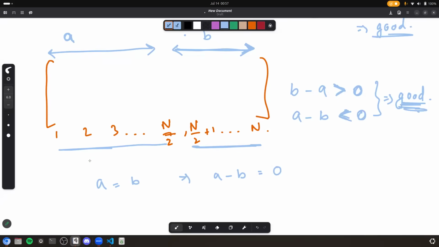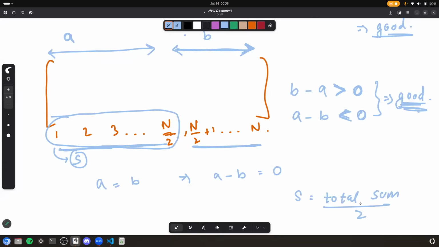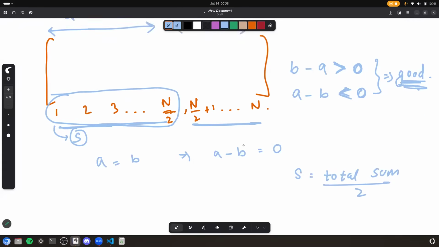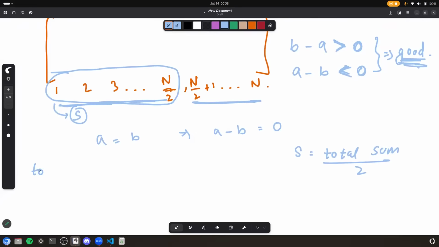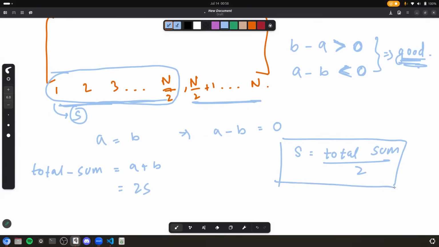So first n by 2 elements must have their sum equal to last n by 2 elements. So let's denote the sum of the first n by 2 elements by S. Let's denote sum of these by S. So S would be the total sum by 2. Since the total sum was A plus B, and A and B both are equal to S, so 2S. So S is equal to total sum by 2, right?